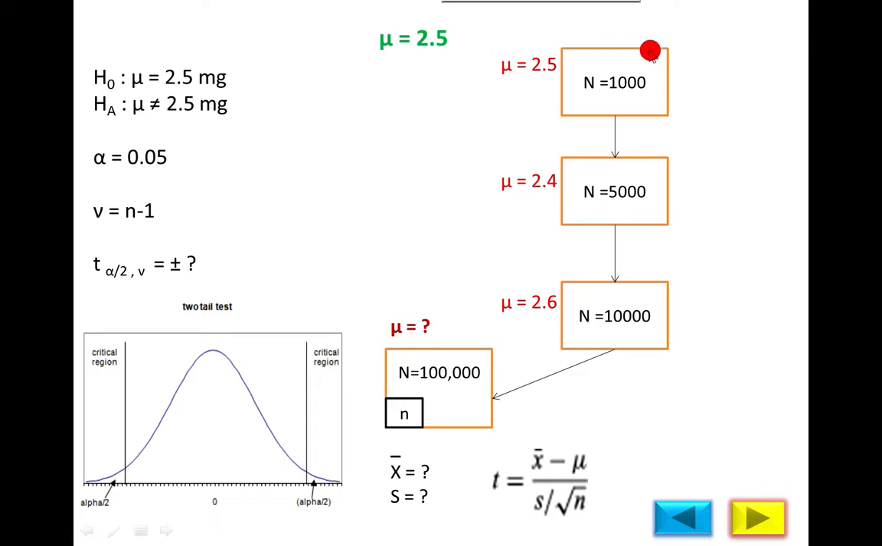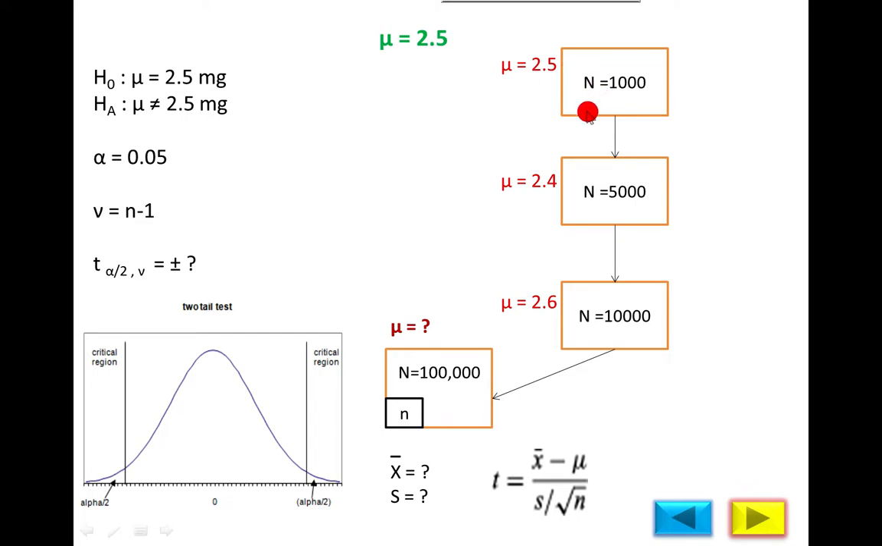So suppose in the first year of a new pharmaceutical company, the production is only 1000 tablets. The total production, the total population represented by capital N, is 1000. It is a very small production, so you can calculate the weight of all the tablets. Suppose you select the first tablet and calculate its weight, then the second tablet, and so on. Suppose the weight of the first tablet is 2.5.